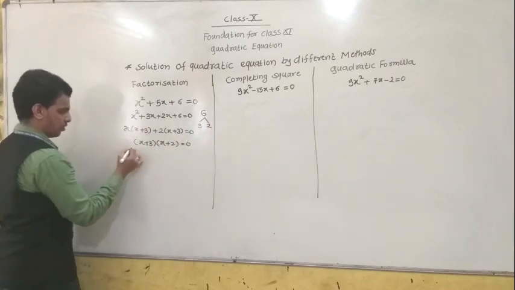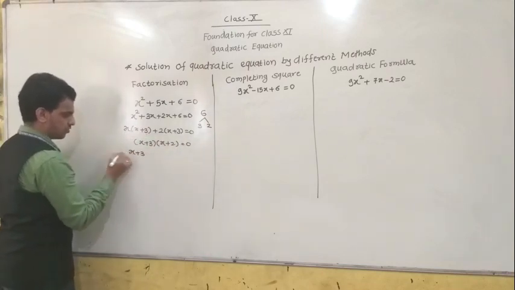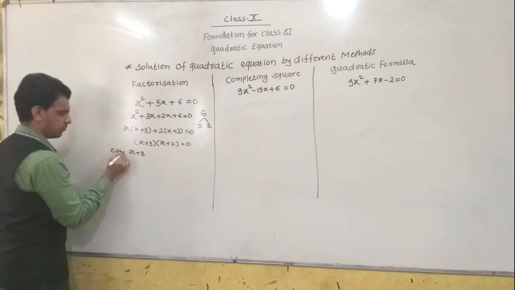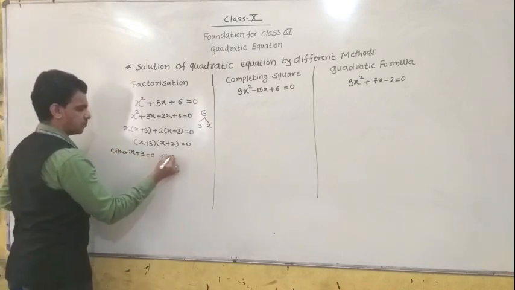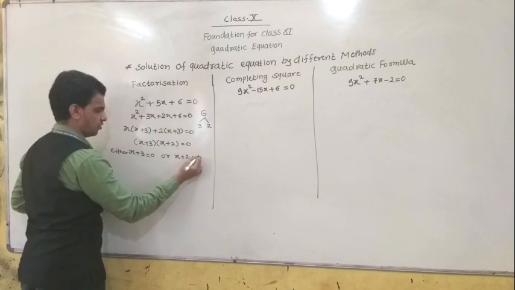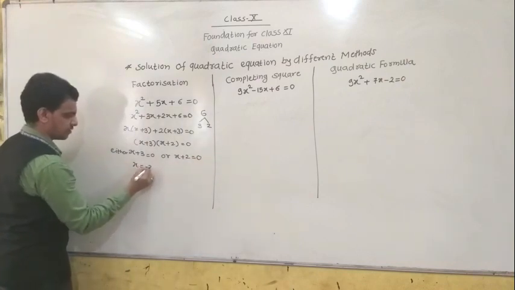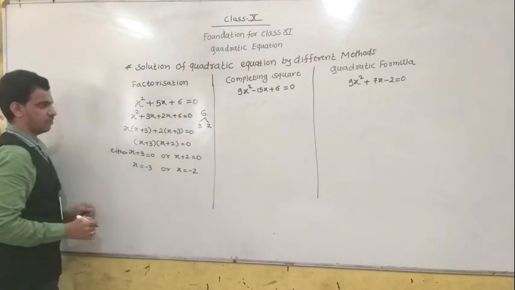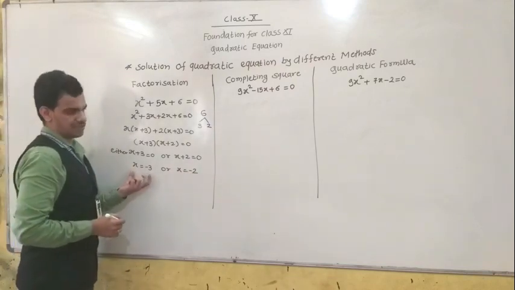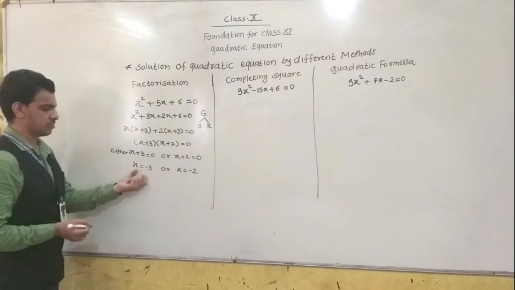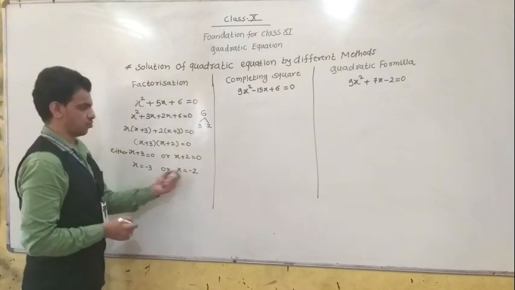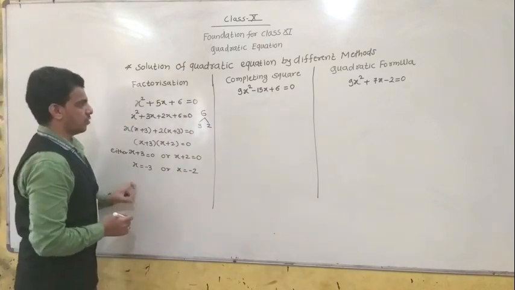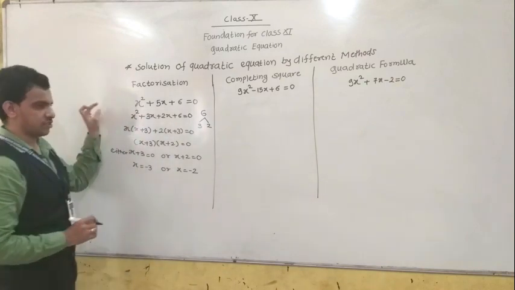Okay, so either x plus 3 is equal to 0 or x plus 2 is equal to 0. So x is equal to minus 3 or x is equal to minus 2. Okay, so roots or zeros of this quadratic equation are minus 3 or minus 2. Okay, so this is factorization method.